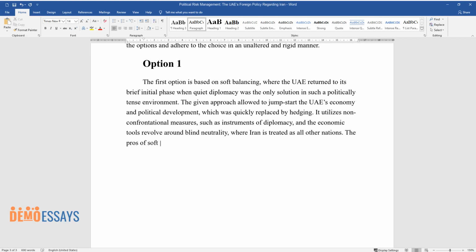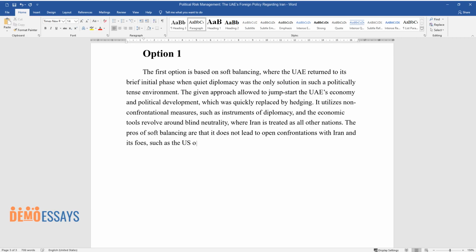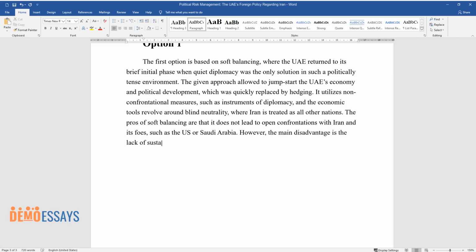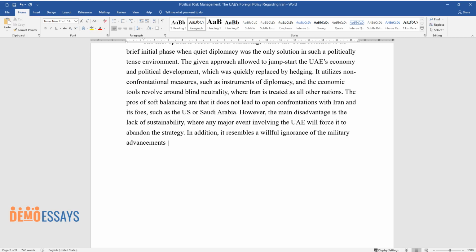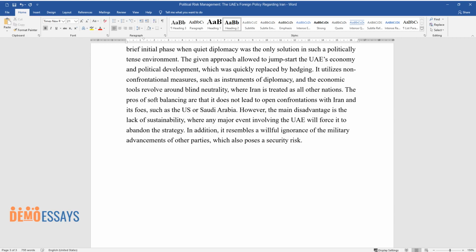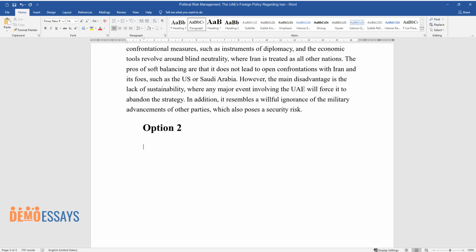The pros of soft balancing are that it does not lead to open confrontations with Iran and its foes, such as the US or Saudi Arabia. However, the main disadvantage is the lack of sustainability, where any major event involving the UAE will force it to abandon the strategy. In addition, it resembles a willful ignorance of the military advancements of other parties, which also poses a security risk.